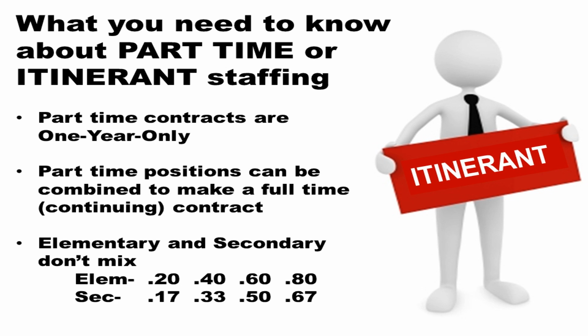When you're looking at combining contracts, you have to realize that elementary and secondary contracts don't mix. Elementary staffing is done by the day of the week. So if you work 5 days a week, that's a 100% job. So part-time jobs are 1 day a week for 0.2, 2 days a week for 0.4, 3 days a week for 0.6, or 4 days a week for 0.8. So if you already work 3 days a week at one school, a 0.6 or 60%, you could match that with 2 days a week at another school, a 40%, and get a full-time contract.